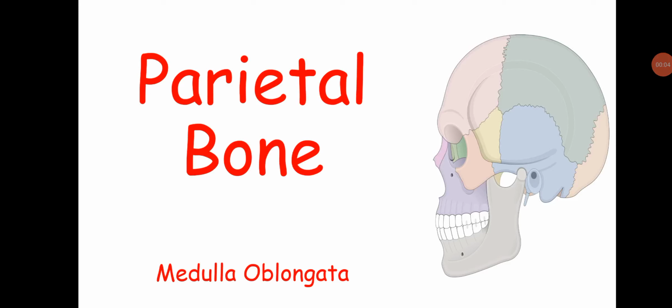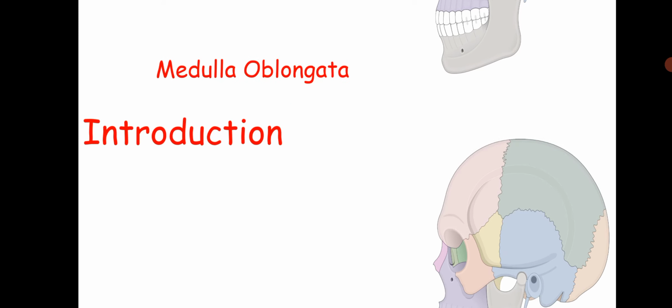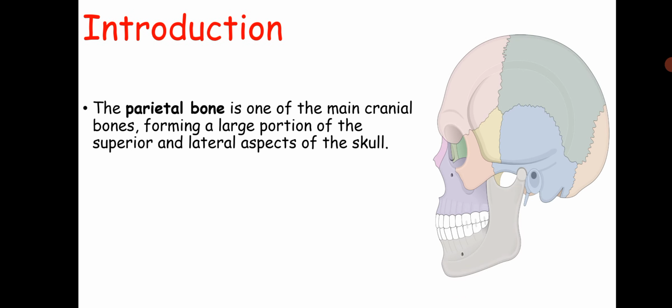Today we are going to talk about parietal bone, and here at the side you can see the diagrammatic and schematic representation of a skull, and here the green color bone at the top of the skull is parietal bone. Now let's start the topic with introduction.